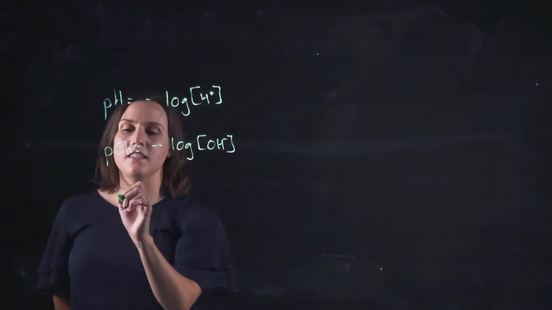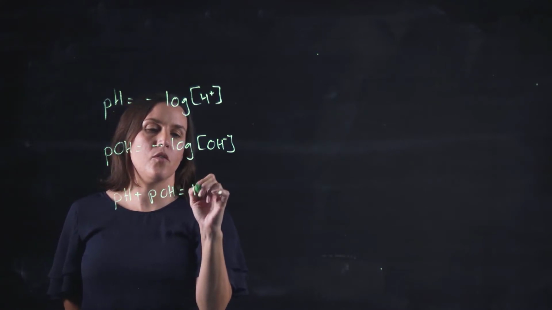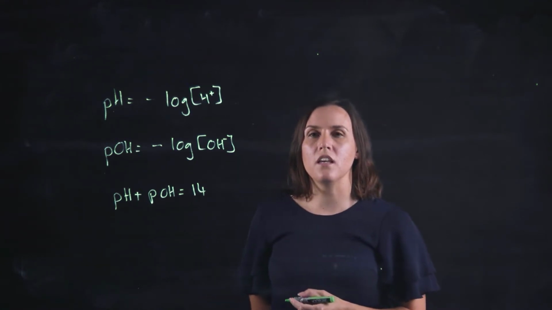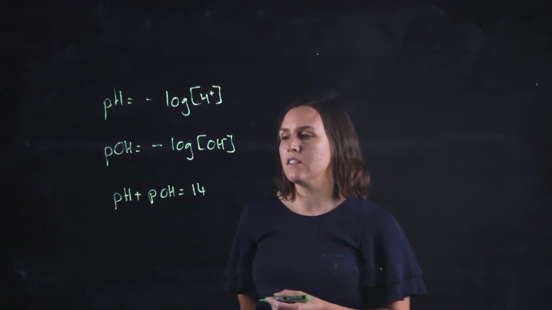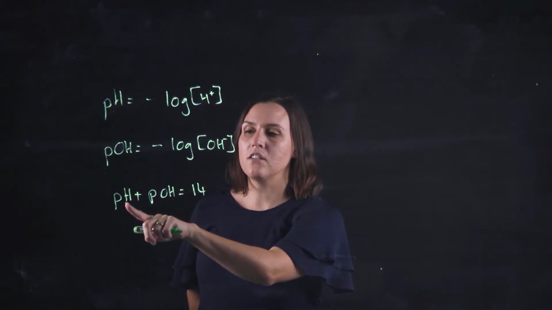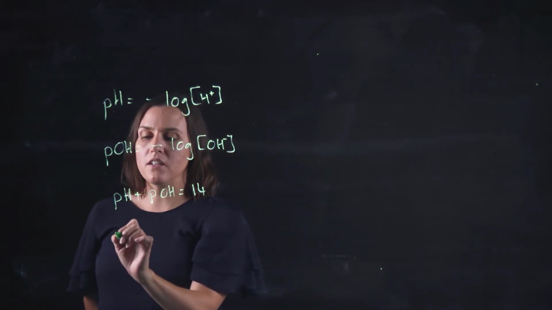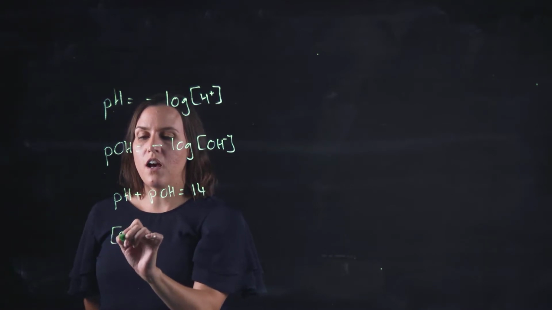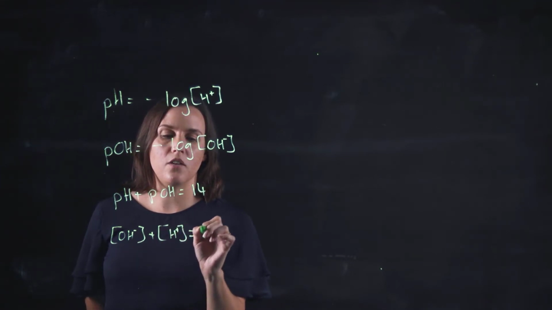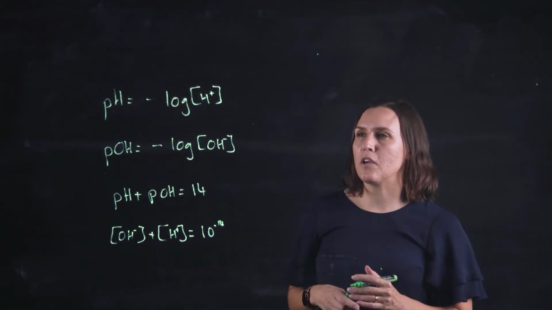Another one is pH plus pOH equals 14. This is derived from the dissociation constant of water, so that's 10 to the minus 14, and that means that your pH plus your pOH equals 14. So that's your scale there. The other one is that your H ion concentration times your hydroxide ion concentration would equal 10 to the minus 14. So they're the equations that we're going to be using.